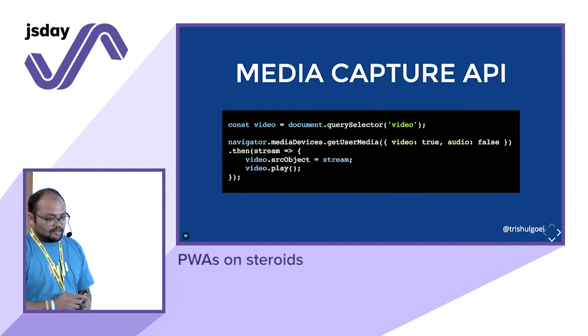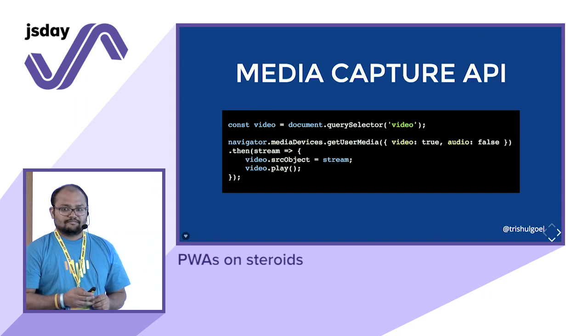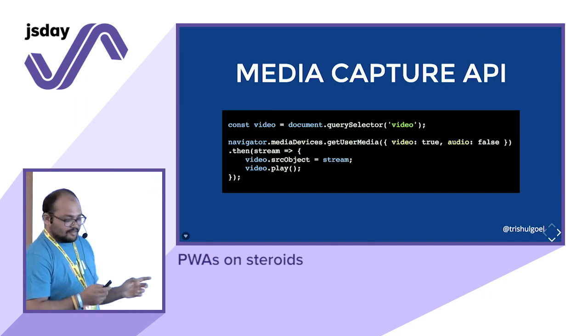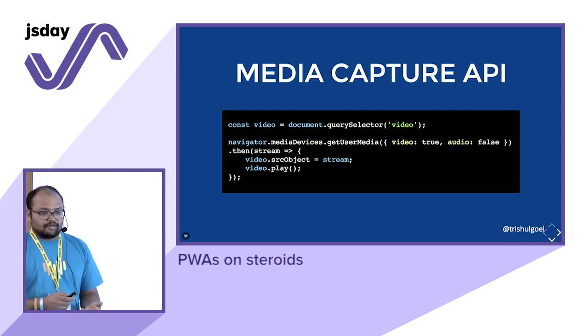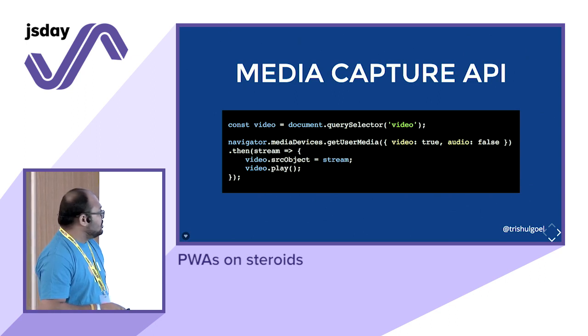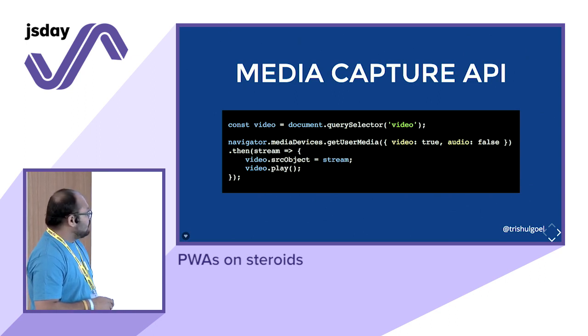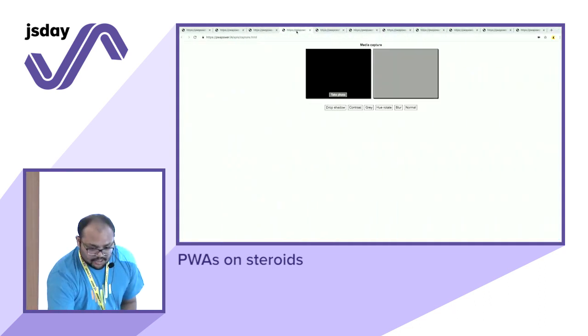Okay. Media capture API. How many of you know this? Perfect. My job is easy. All you need to do is get your media devices, basically your camera or maybe your microphone, and get the user media of it. Maybe it's a video, maybe audio, and once you have it, you have a stream of the object, like video stream or maybe audio stream. So let's quickly check it.